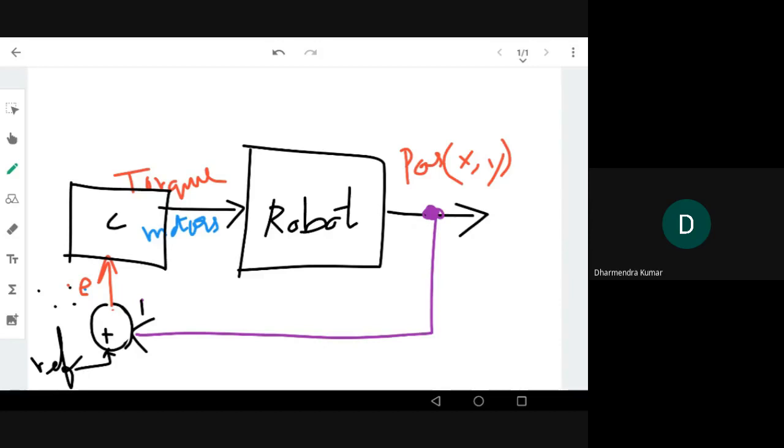Now we are discussing the controller part. What kind of controllers have we discussed? We discussed the PID controller, the PI controller.